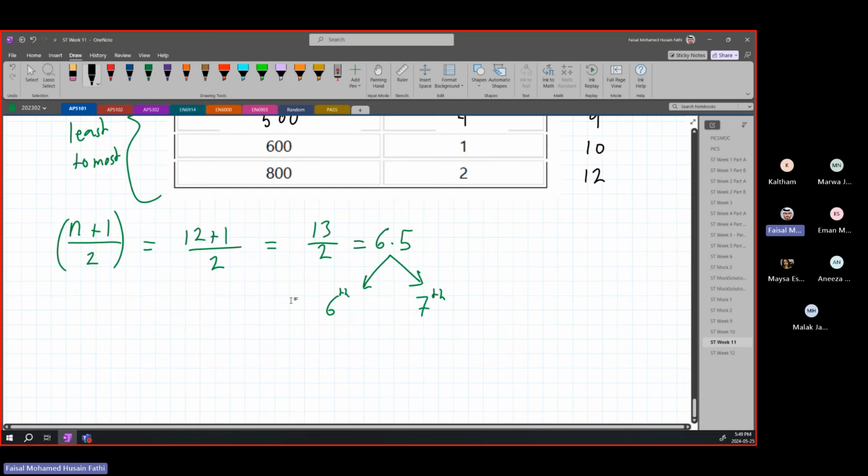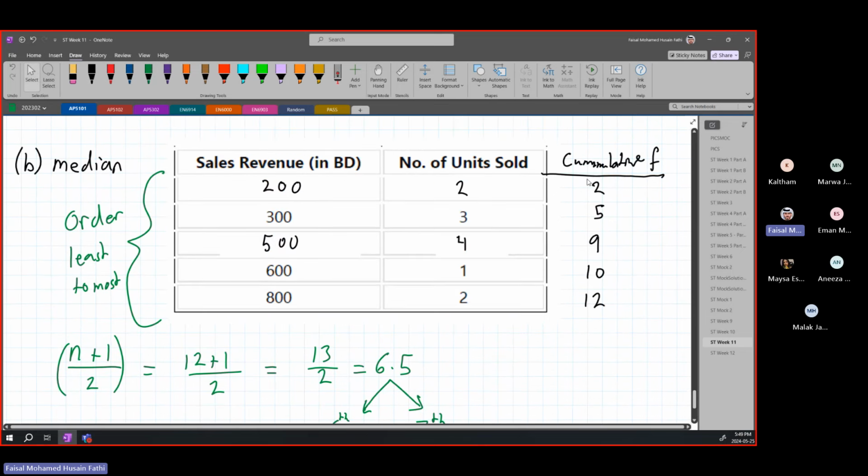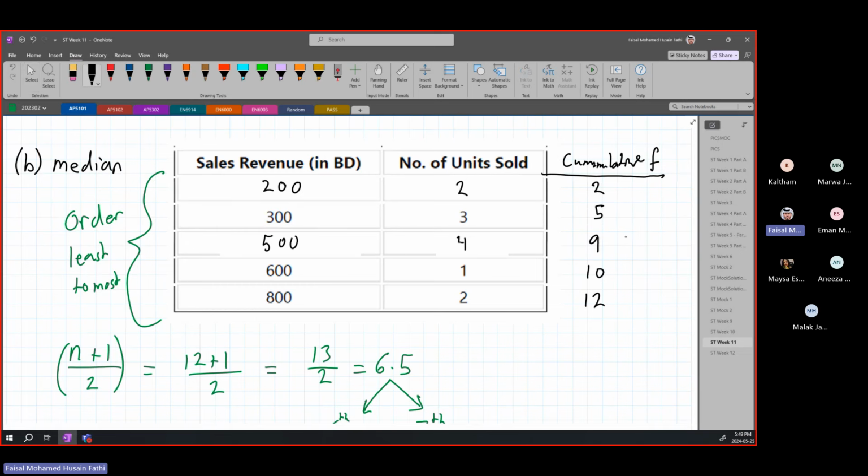Where do number 6 and number 7 lie? We know it's not here. This is 2 all the way to 5. So this 2 means it is from 0 to 2. Then here it is from 3 to 5. Then here it is from 6 to 9. And then here it is from 10.